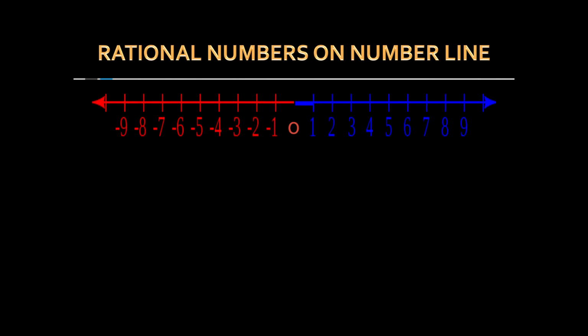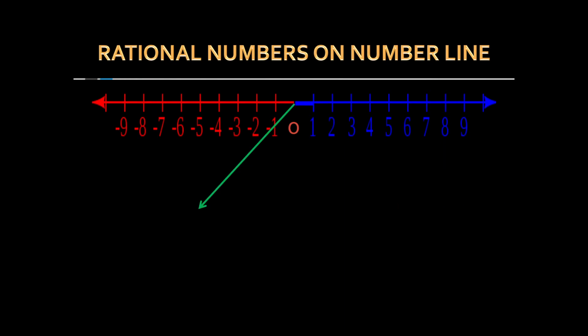This is a number line as we have discussed before. 1, 2, 3, 4 are all natural numbers. When we include 0 with natural numbers, we get another set, the whole number set, and when we include the negatives of the natural numbers, we get a bigger set, the integers. Now all these number sets are included in the rational numbers set. So our topic is rational numbers on the number line.